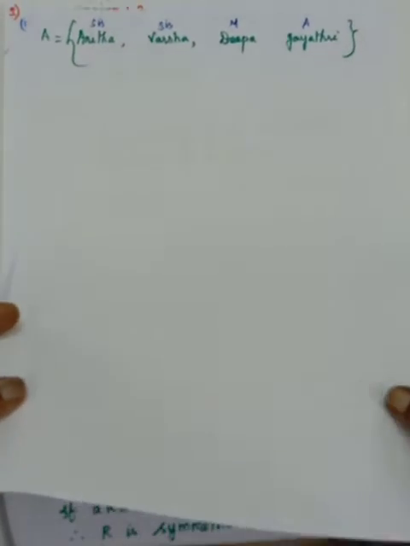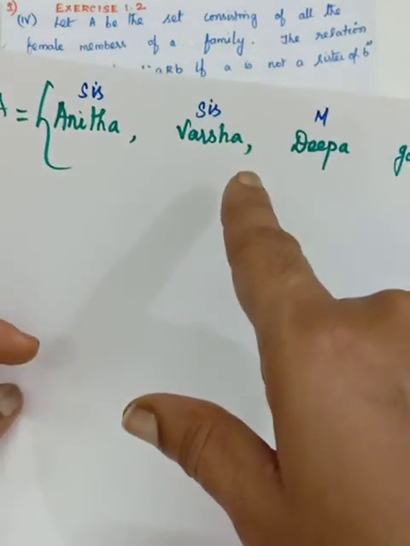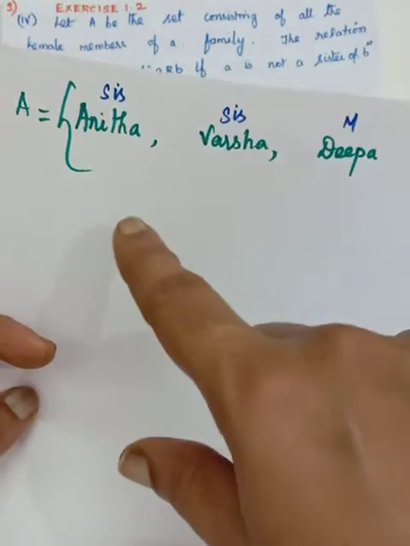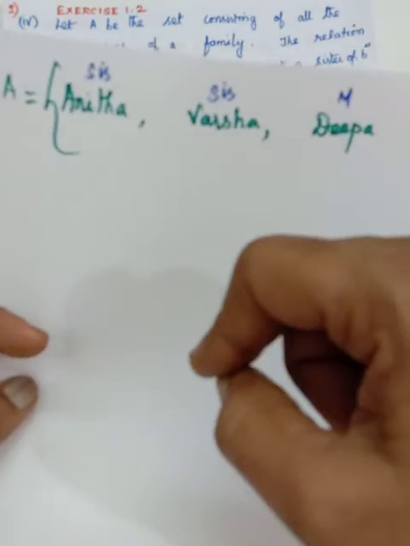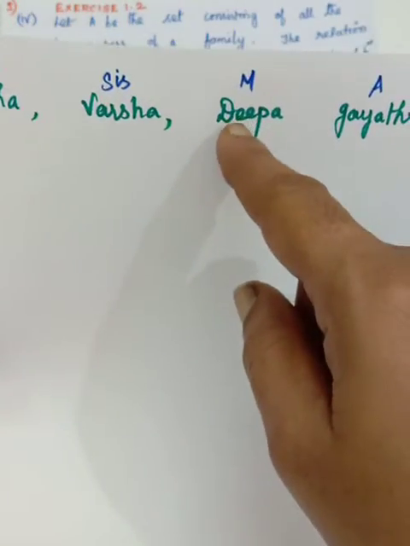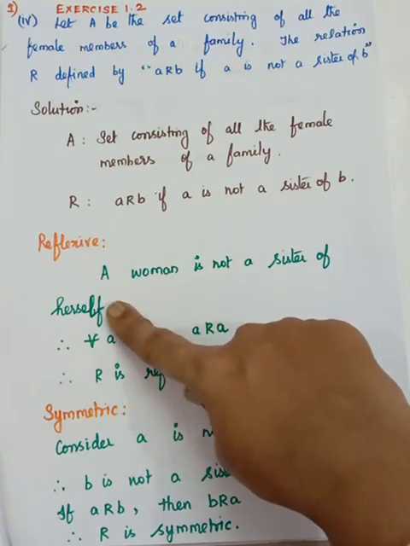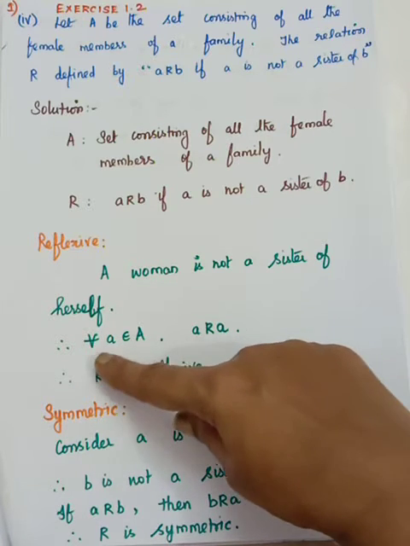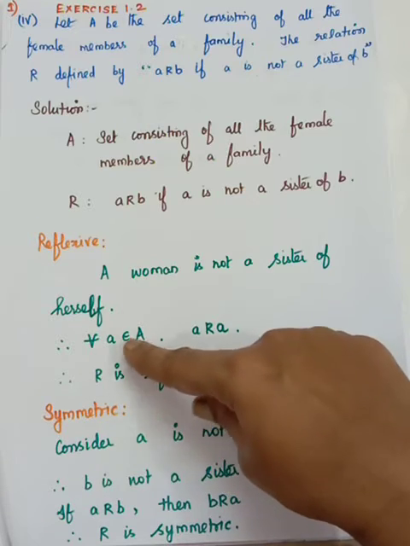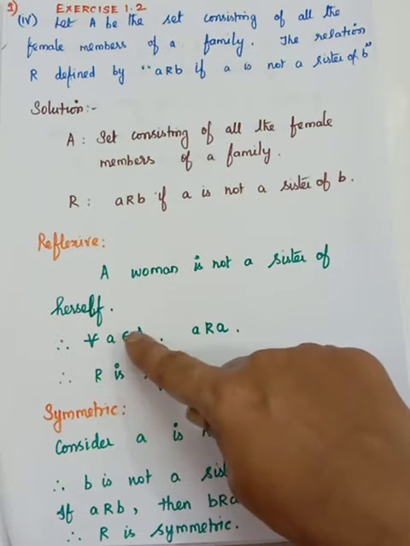So see now. Here, if you consider Anita, Anita is a sister of Varsha, Varsha is a sister of Anita. But Anita is not a sister of herself. Or if you consider Deepa, Deepa is not a sister of herself. So a woman is not a sister of herself. So for all the members from the family, I have written for all a belongs to A. That means A is the set. Small a means it's an element in the set.